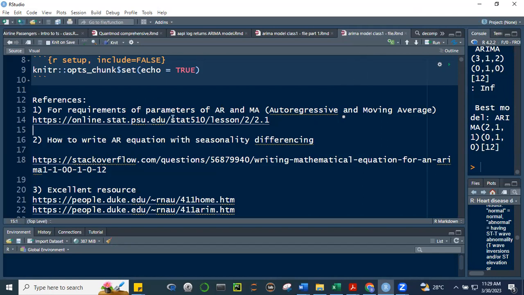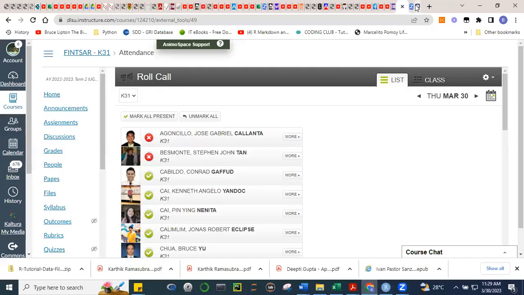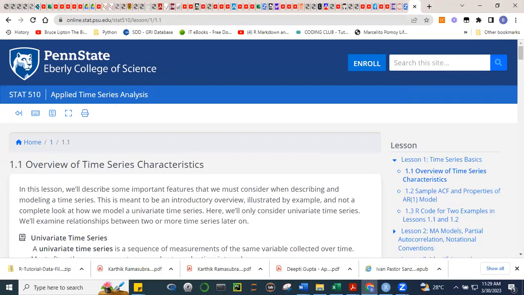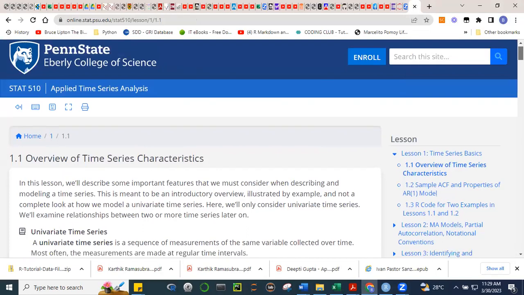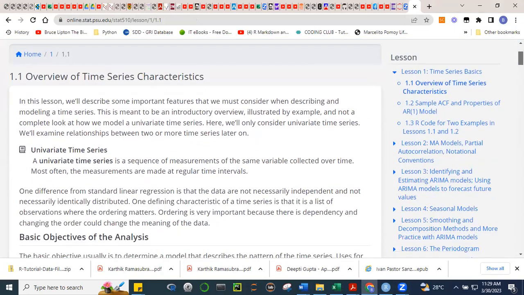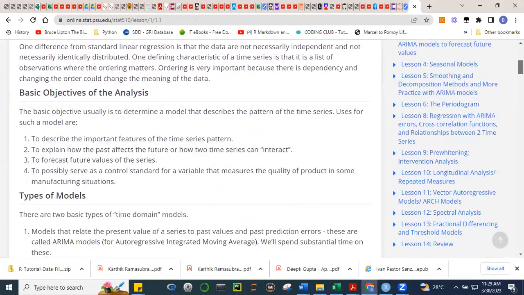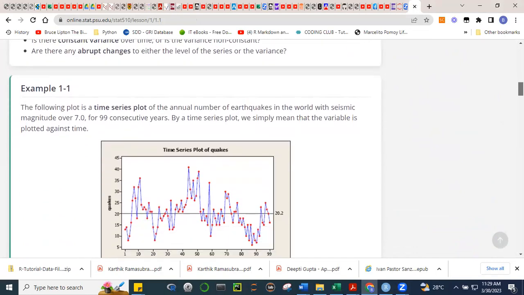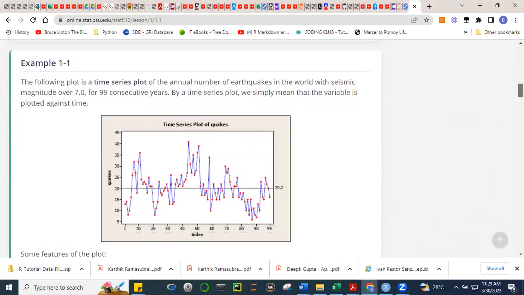So this URL is this one. It's from the Penn State University. Okay, Penn State University has a very good reference for the theoretical constructs of a time series. Okay, so ito yun yung pinapakita ko kanina. I'm sorry, my screen was frozen.